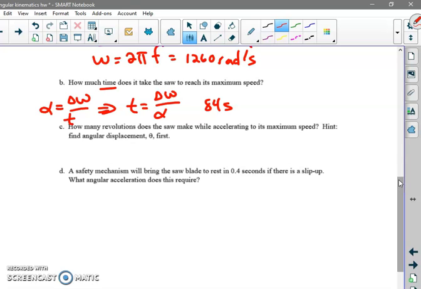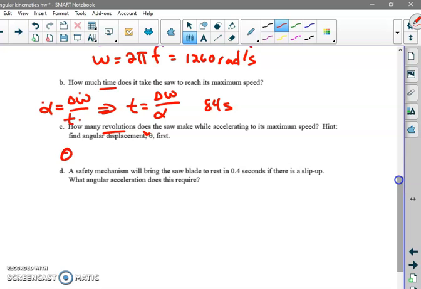All right, now how many revolutions does the saw make while accelerating to its maximum speed? In other words, revolutions goes along with theta, but theta is first done in radians. So we're going to find theta in radians first and then convert that to revolutions. What do we have? We've got alpha, we've got omegas, and we've got times. So there's a host of equations we can use.